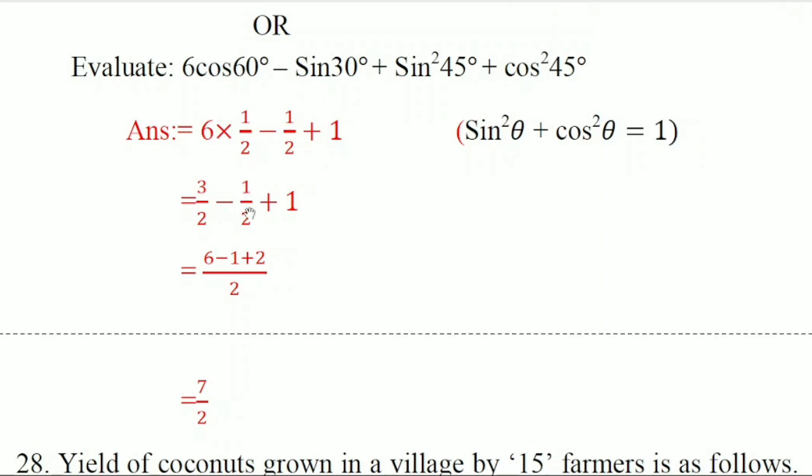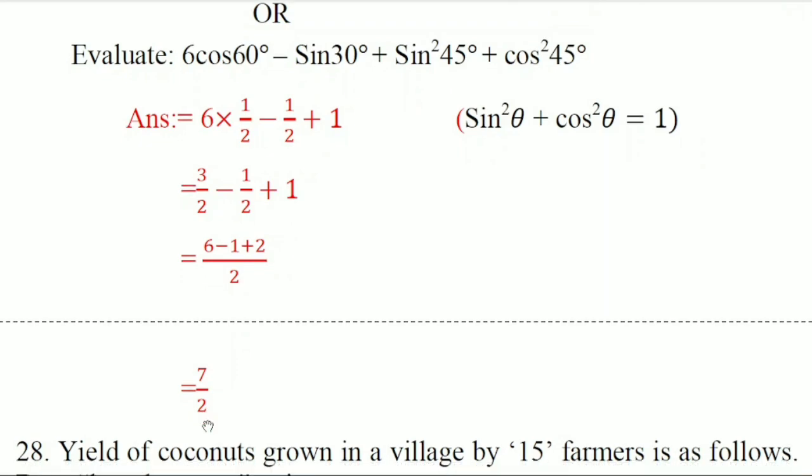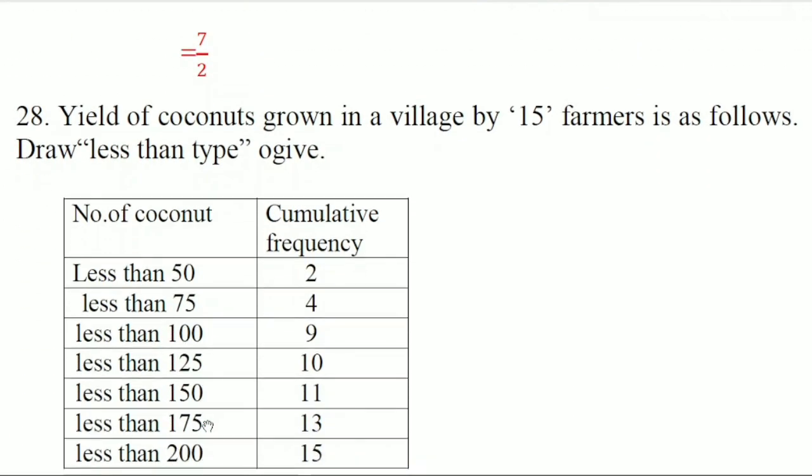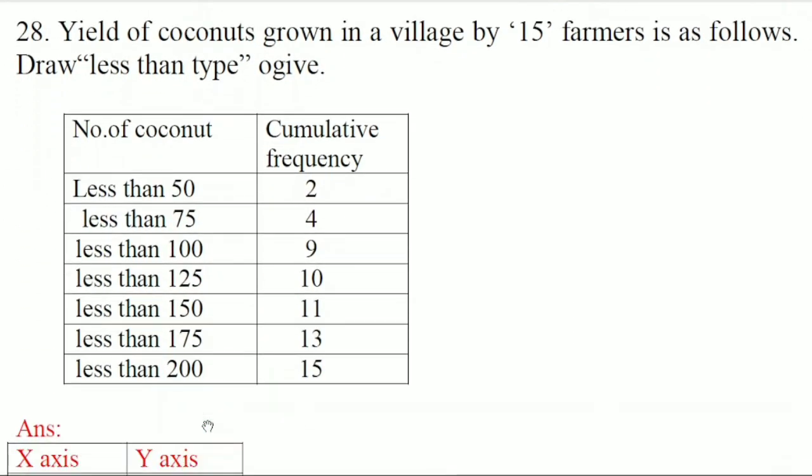So if I am taking LCM, because here 1 is there, so I should take the LCM. If I am taking LCM, 2 will be the denominator. So I got 6 minus 1 plus 2. Therefore 6 plus 2 is 8, 8 minus 1 is 7. So the answer is 7 by 2. 28th question. Yield of coconuts grown in a village by 15 farmers is as follows.